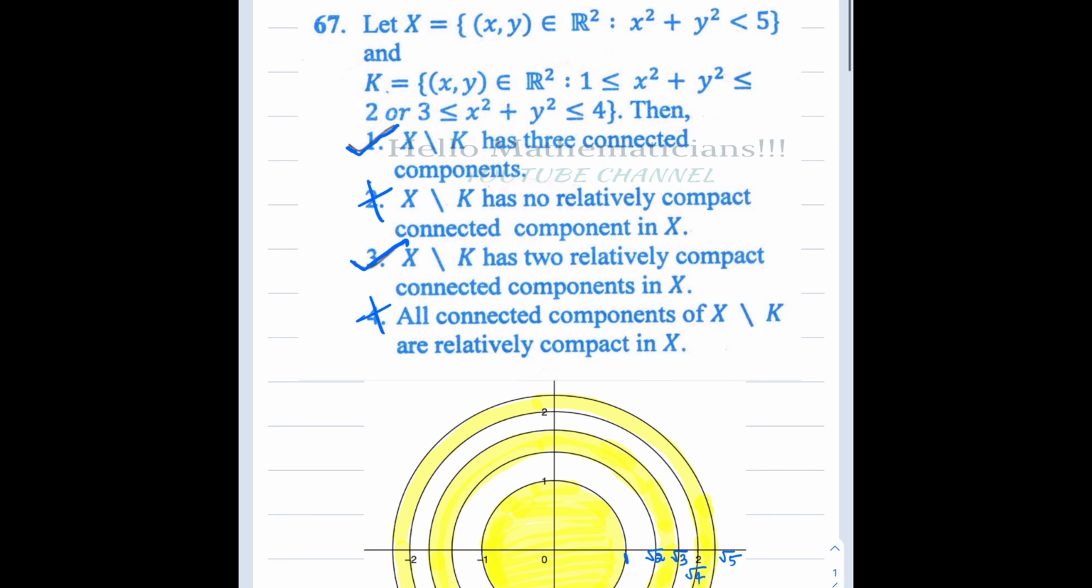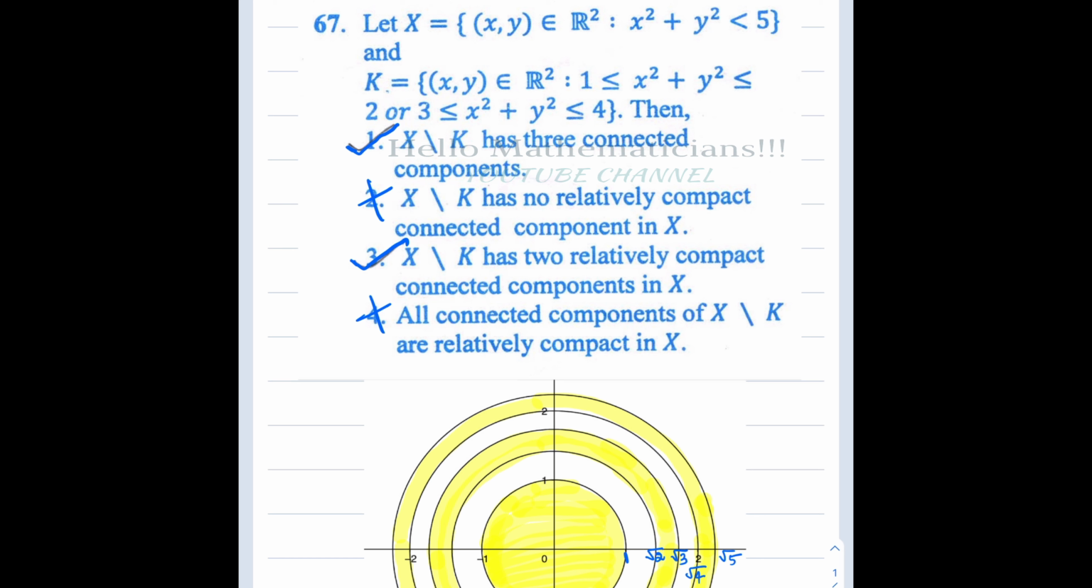Hello mathematicians. Today we see one nice problem asked in CSIR June 2014. It is a part C problem and it is a very simple topology problem. The only tricky part is they are talking about relative compactness.